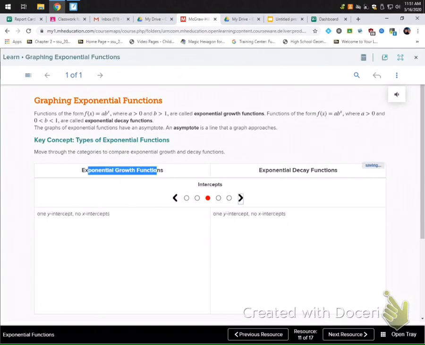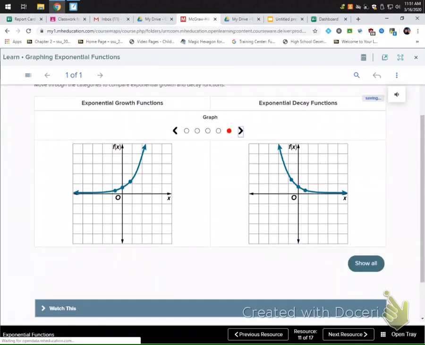Okay, for exponential growth functions, there's only one y-intercept, no x-intercept. Same thing for decay functions. There's one y-intercept, no x-intercepts. And for exponential growth, as x is increasing, f of x is increasing. For a decay function, as x is increasing, f of x, or y, is approaching 0. And then last of all, this is what the graph looks like. An exponential function that's showing growth is going up, and one that's showing decay is going down.